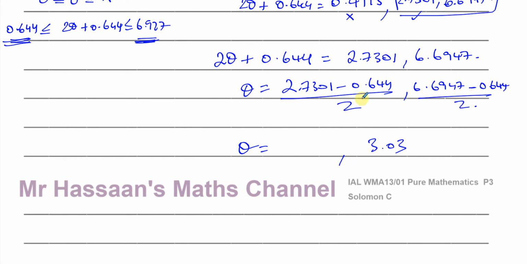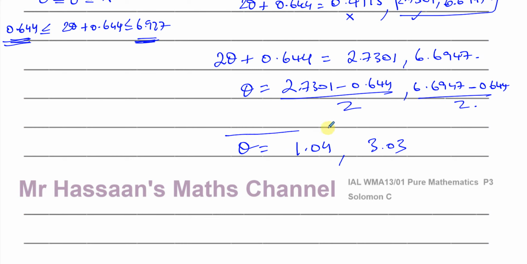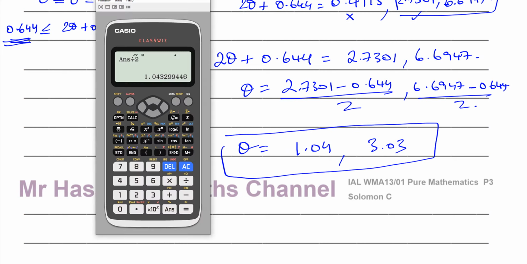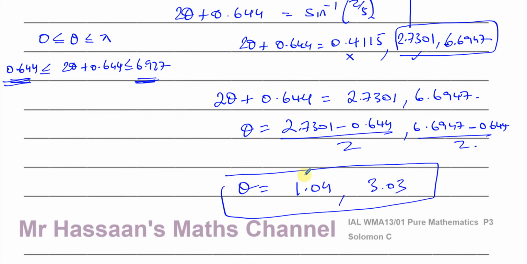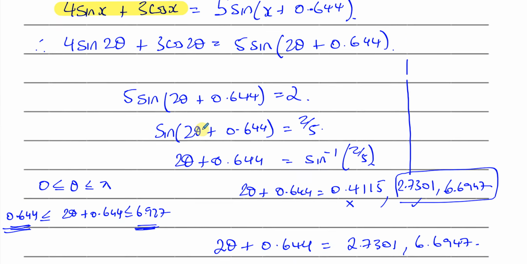3.03 is one answer, and the other answer is going to be given by this one, which is, let's see, this is not stored, so I'll just take it as this, 2.7301 minus what I've stored as A. Okay, and then that divided by 2 gives you 1.04. So 1.04 and 3.03 are the two answers to this question. Those are the two angles within the range which solve that equation there. And there we have the answer to this question.